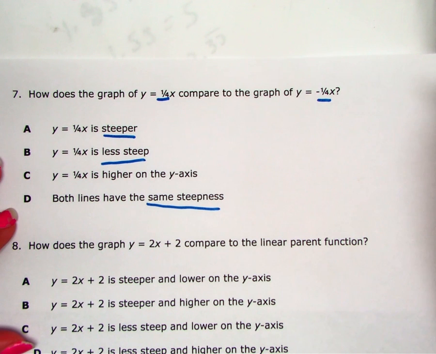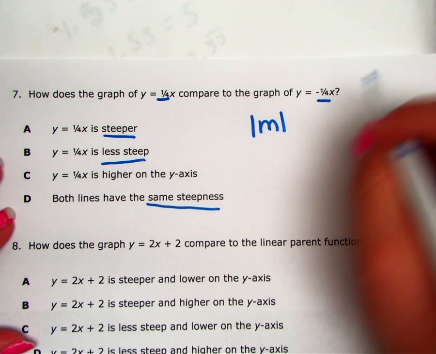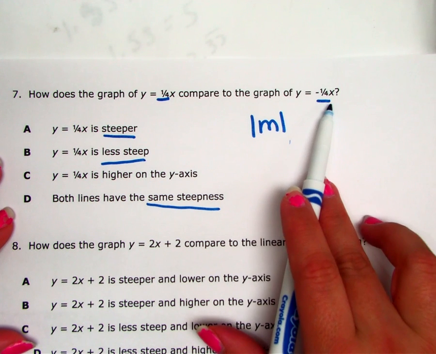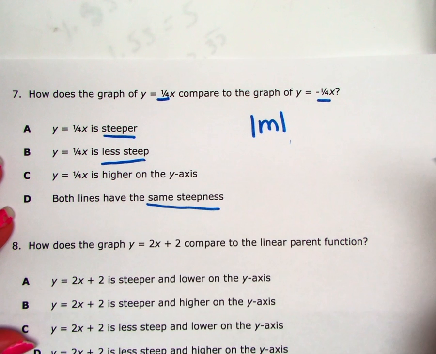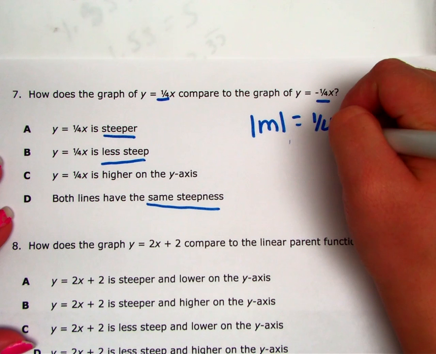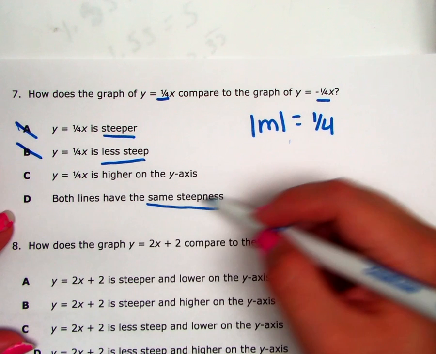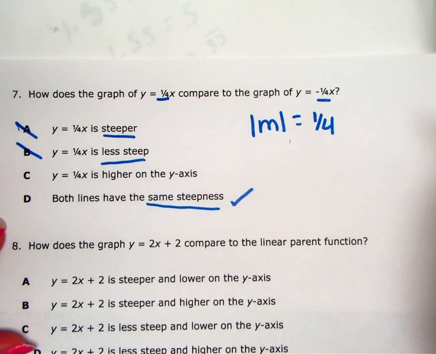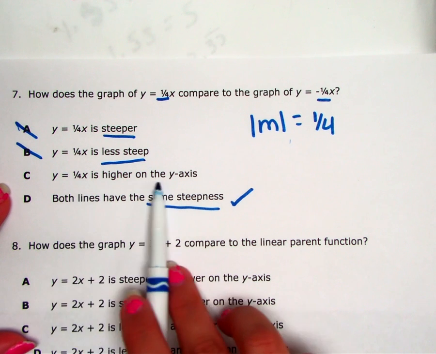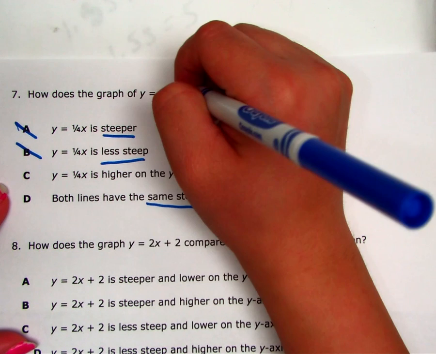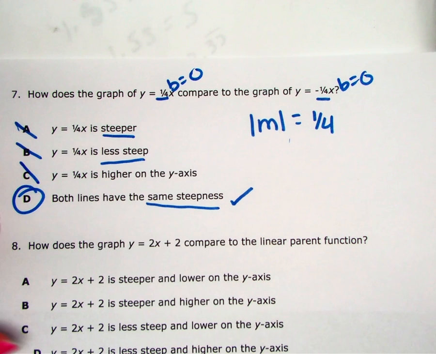So if we just look at the absolute value of your slope, meaning if it's negative, it's positive, and if it's positive, it stays positive, we're going to have the same slope, 1/4 for both equations. Meaning it's not going to be steeper or less steep, but they're going to have the same steepness. And answer choice C said that y equals 1/4x is higher on the y-axis. Well, both of our y-intercepts are 0, so that can't be true. So D is our correct answer.